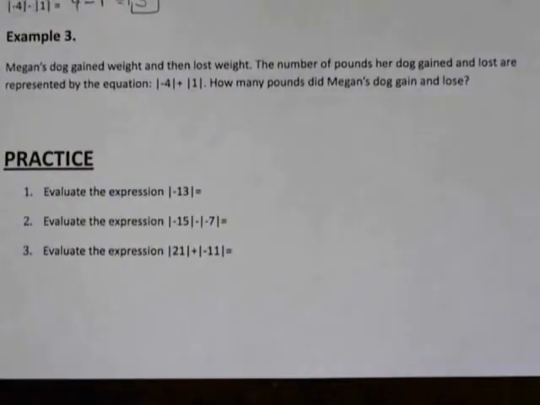All right, example 3 says Megan's dog gained weight and then lost weight. The number of pounds her dog gained and lost are represented by the equation the absolute value of negative 4 plus the absolute value of 1. How many pounds did Megan's dog gain and lose?